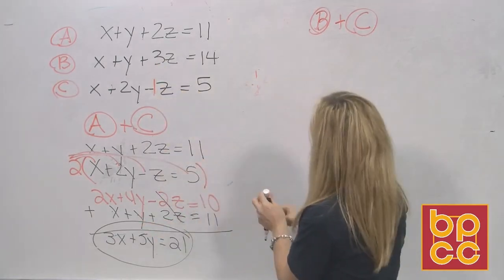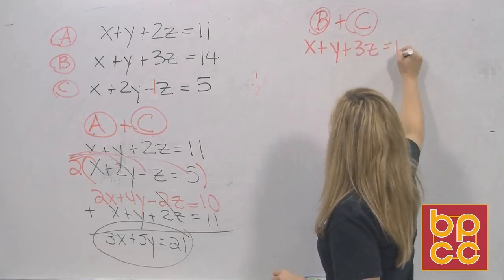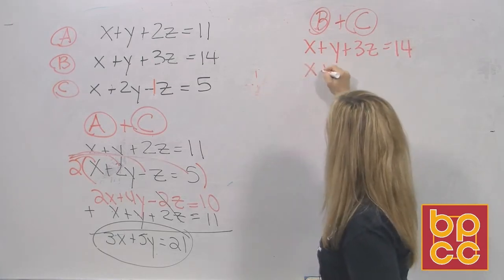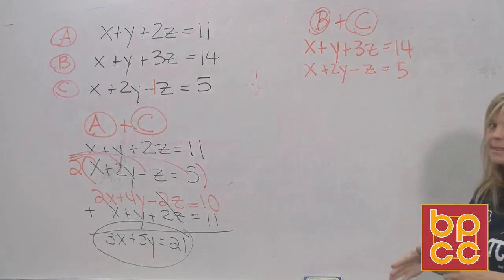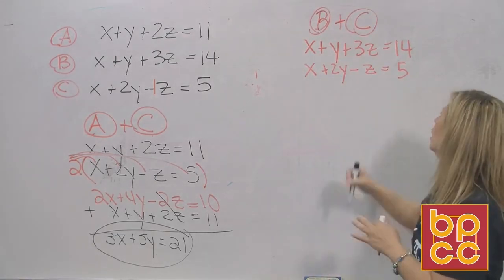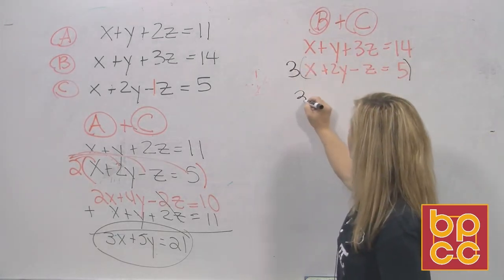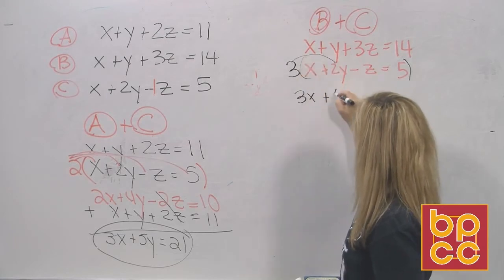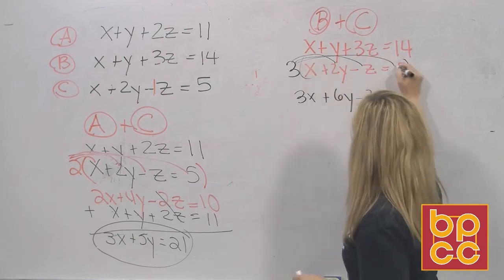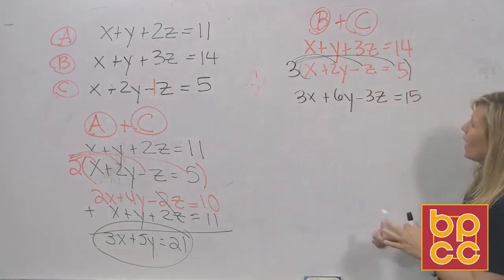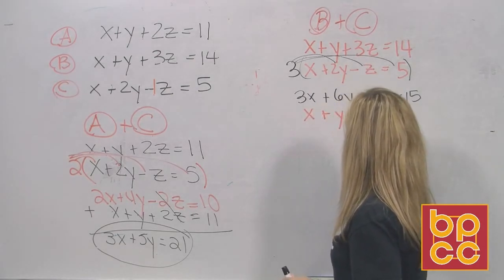So let's write equation B. Let's write equation C. And again, to make the z, the same letter has to cancel. You want to multiply this by 3. So we're going to distribute: 3x plus 6y minus 3z equals 15. Equation B is fine, just the way it is. So we're going to copy it.